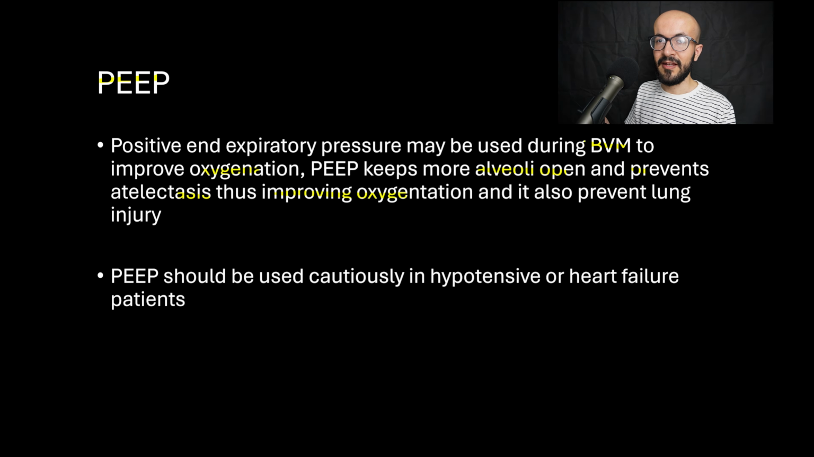Now the idea behind the positive end-expiratory pressure is that when the patient exhales, there is still some pressure given to the patient, preventing the alveoli from collapsing. Because there is always pressure present, the alveoli can't collapse, so they will always be open. And this is useful in patients with respiratory diseases. Now the PEEP should be used cautiously in hypotensive or heart failure patients because it would aggravate the hypotension and it would decrease the preload in patients with heart failure.